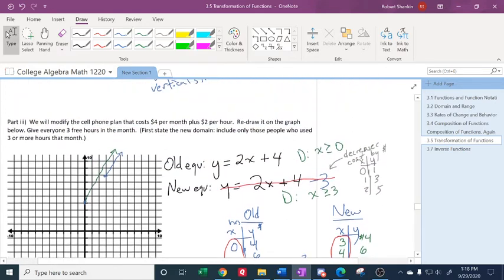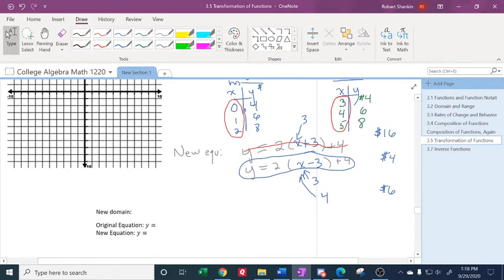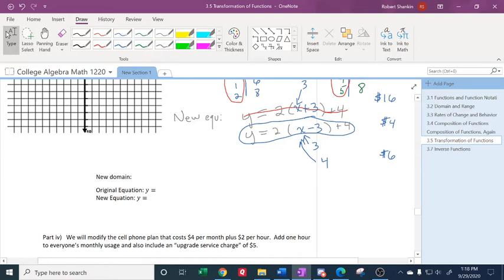Okay. And, all right, we are at a breaking point. So let's start again. In 15 minutes, that'll be 1:33 p.m. Okay. And the new domain is x greater than or equal to 3.